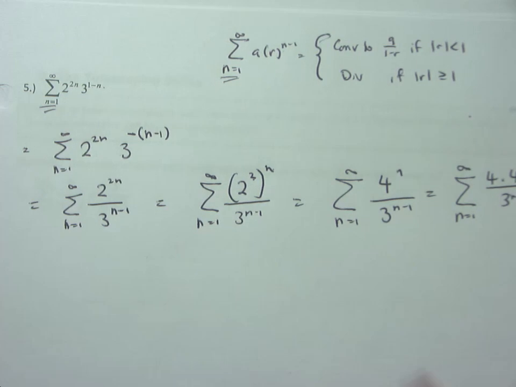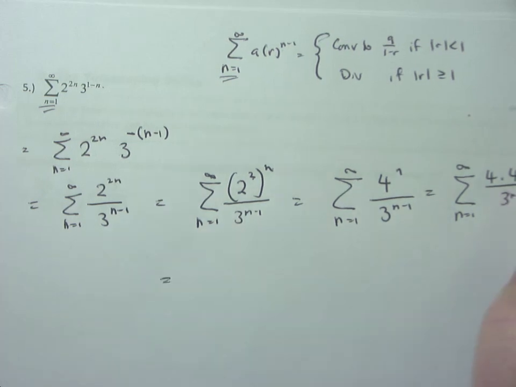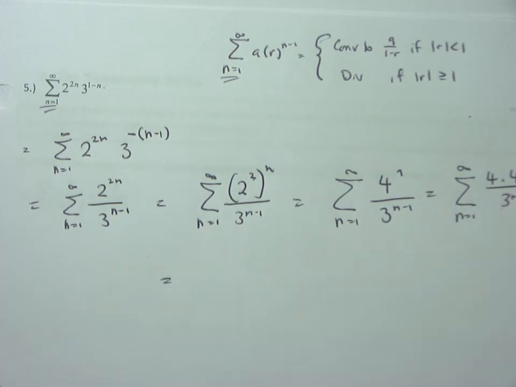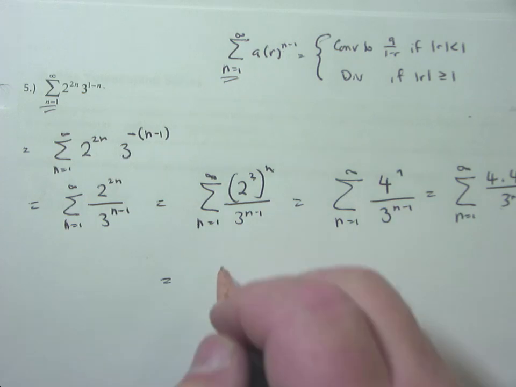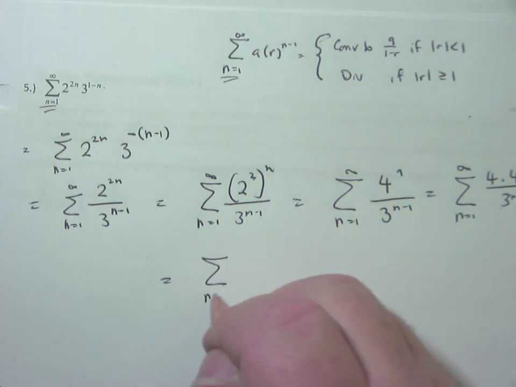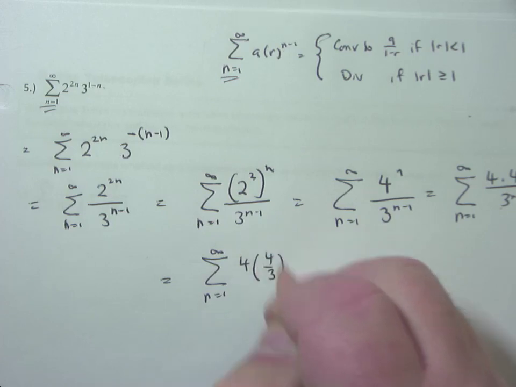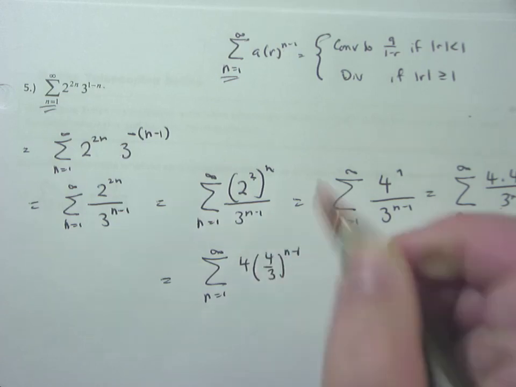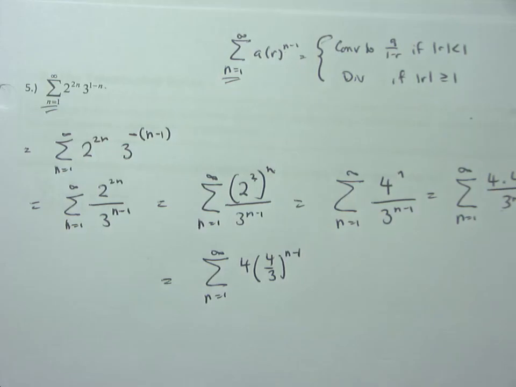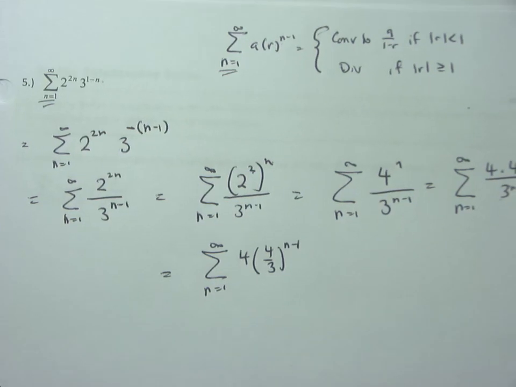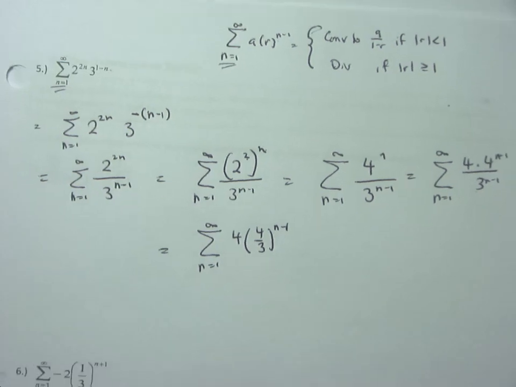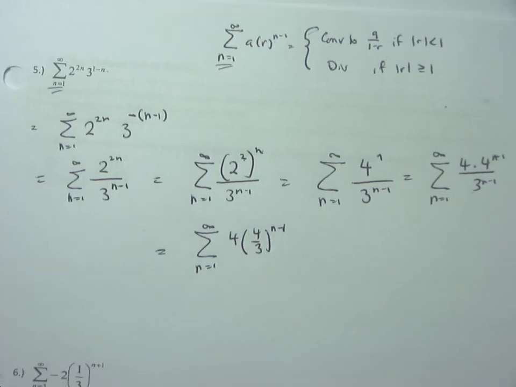Now notice that you've got two terms that have the power of n minus 1. You can factor out that n minus 1 power, and you're left with the sum as n goes from 1 to infinity of 4 times 4/3 to the n minus 1. So all this work is to get it into the form of the sum as n goes from 1 to infinity of a times r to the n minus 1.